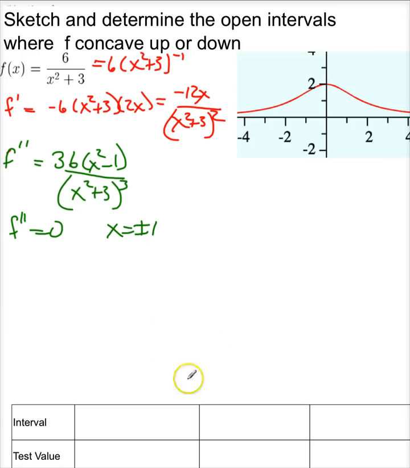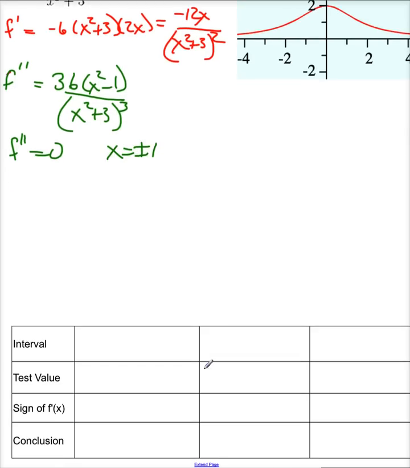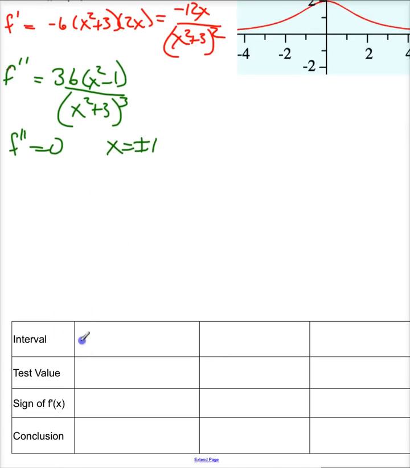So we're going to need to test the intervals from negative infinity to negative 1, from negative 1 to 1, and then from 1 to infinity. Now, just like we did with the first derivative test, you can pick any value you want. I am going to pick x equals negative 1,000. When possible, I pick x equals 0, that's my favorite one. And then here I'm going to pick x equals 1,000.